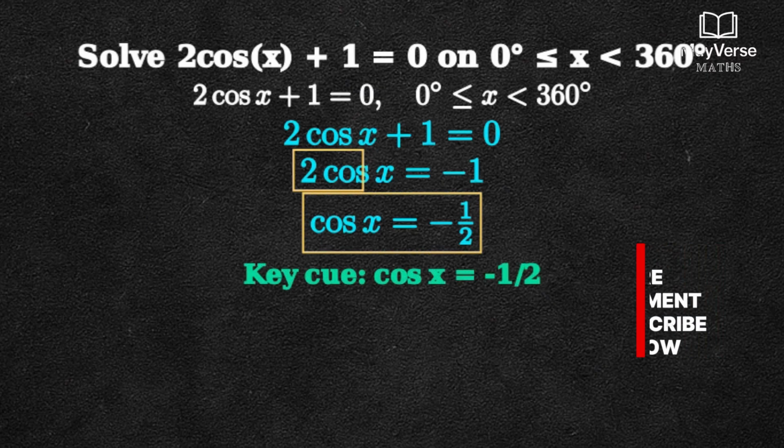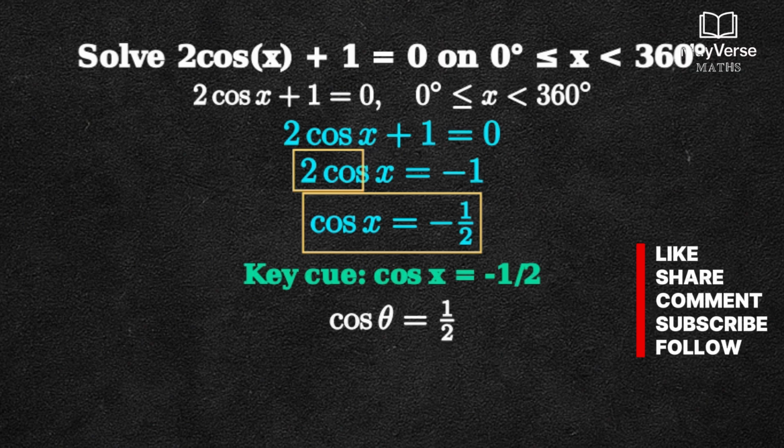Step 2. Find the reference angle. Ask, for which acute angle theta does cosine theta equal 1/2? That angle is 60 degrees. This is the reference angle.